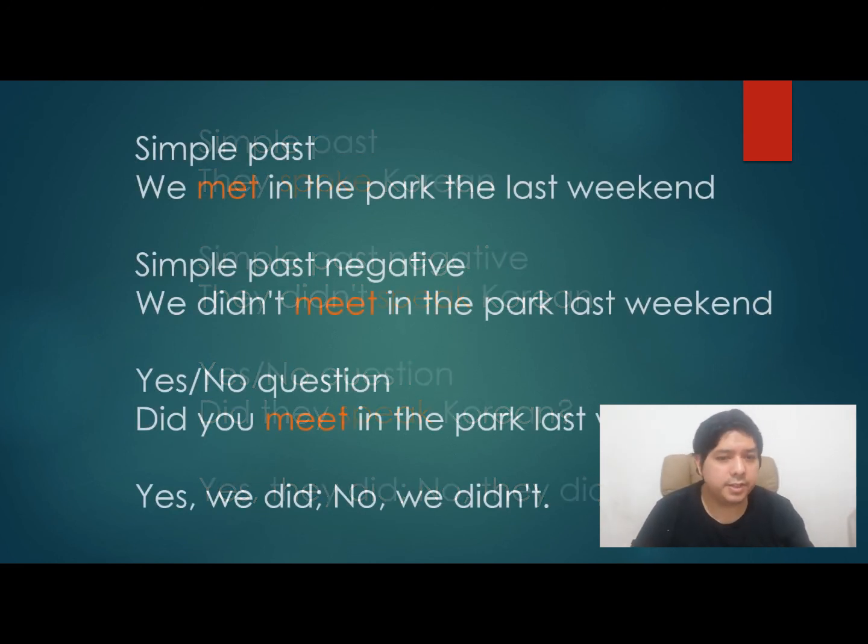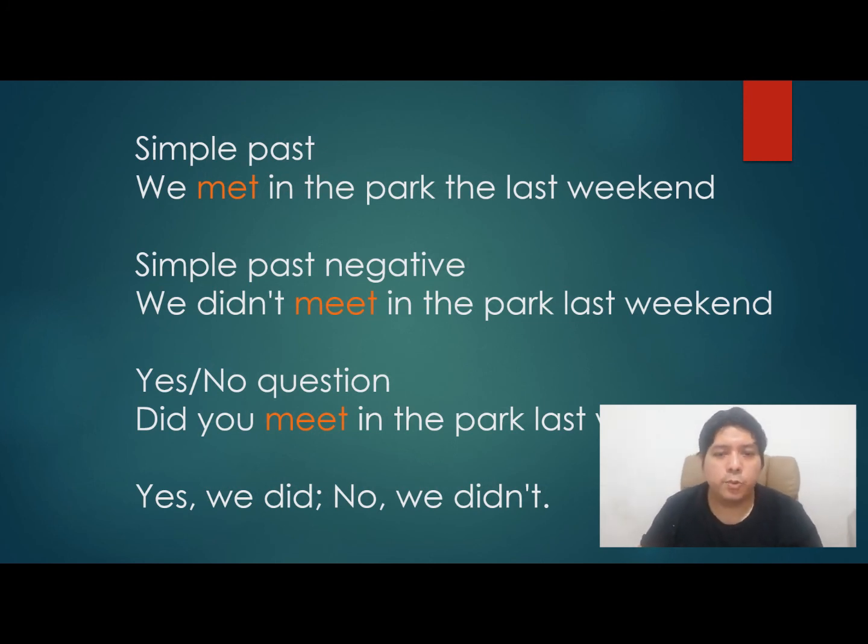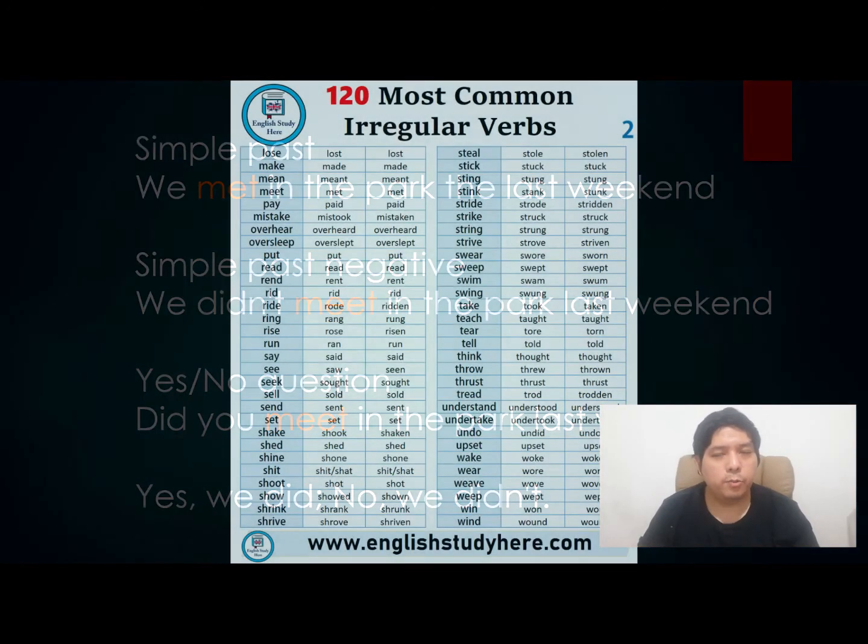And the last example, we met in the park the last weekend. We didn't meet in the park the last weekend. This is the negative form. And did you meet in the park last weekend? And the answer, yes we did, or no we didn't.